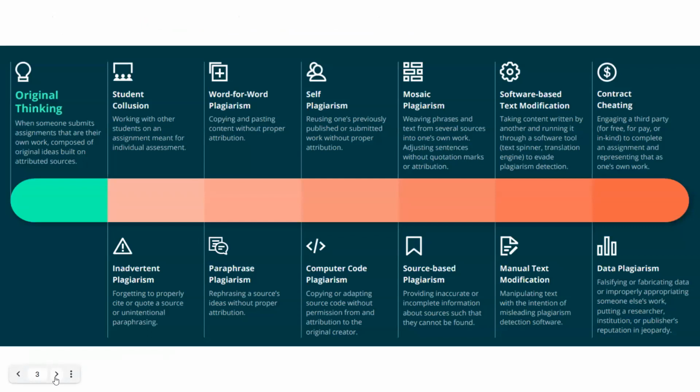So Turnitin offers us this quite useful spectrum of plagiarism, as they call it. Over on the left-hand side, they have this idea of an original piece of work. So when someone submits an assignment that is their own work, composed of original ideas built on attributed sources, that's the kind of work that we would hope that all of our students would offer us.